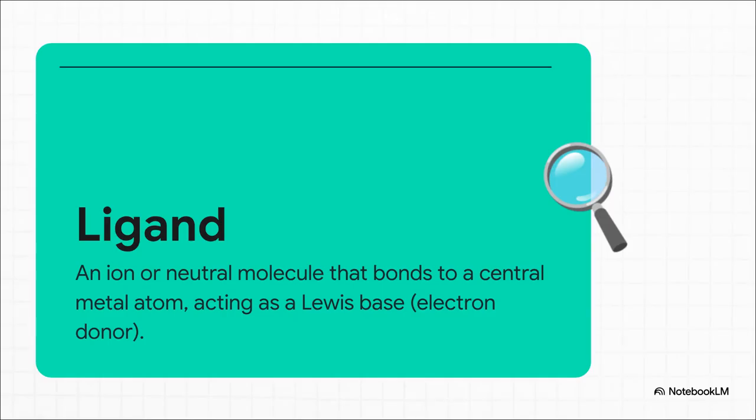So what exactly is a ligand? Well, the easiest way to think about it is as a Lewis base. It's got at least one pair of electrons that it's ready and willing to donate to form a bond. The central metal, in this case, acts as the Lewis acid. It's the electron pair acceptor. This whole interaction, this donation and acceptance, is the absolute foundation for everything we're about to talk about.